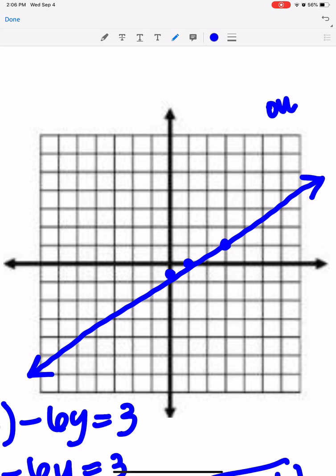But again, there are so many other points. All of these points here, so if you didn't pick 3, you could have picked anything. You could have gotten negative 2, negative 2 right here. There are infinitely many points. Just because I picked 0, 0, and 3 to plug in, that's not the only way to form this exact same straight line.